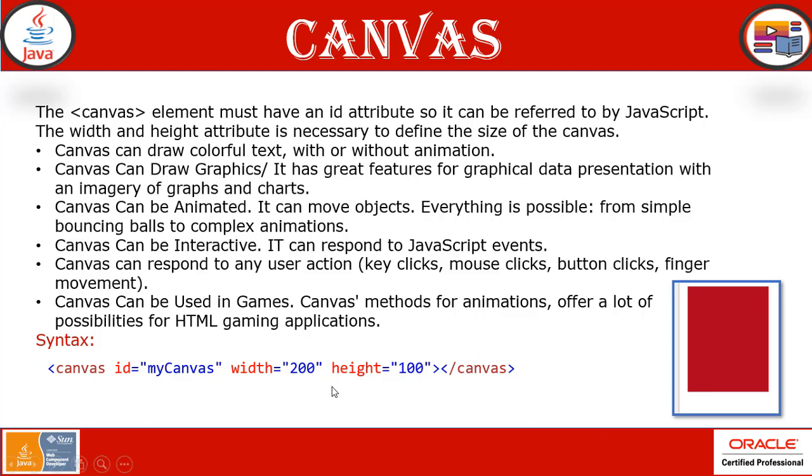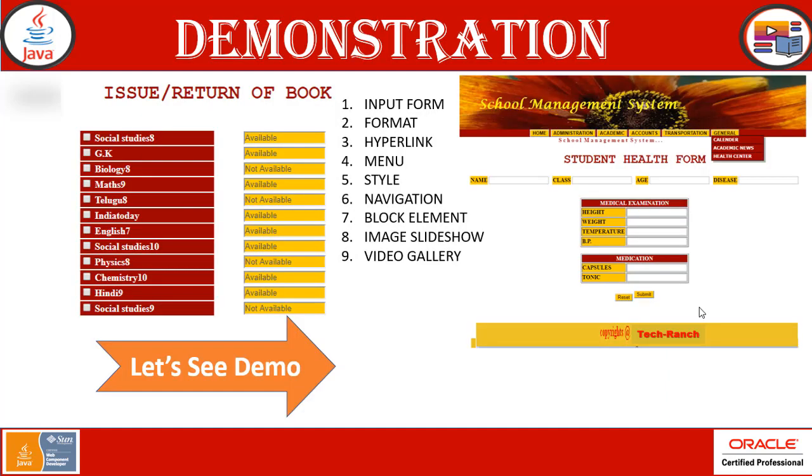So this is the simplest form of example of canvas. All you need to do is have a canvas tag with some attributes like ID, width and height, and other attributes you can use, and create a shape out of it. So we have seen so many advanced features. You can implement them in HTML5 and use them in your application based on your requirement: canvas, tooltip, geolocation, Google search, block element, and navigation. Now let me show you the demonstration of how we can use these types of features in your application.